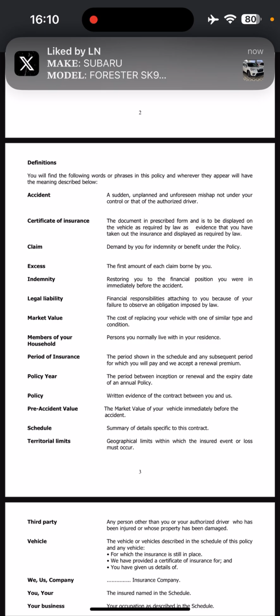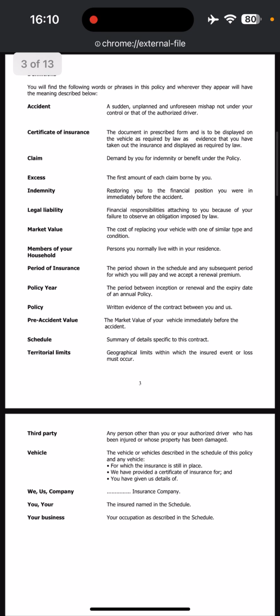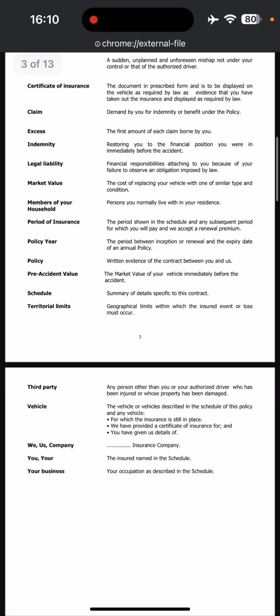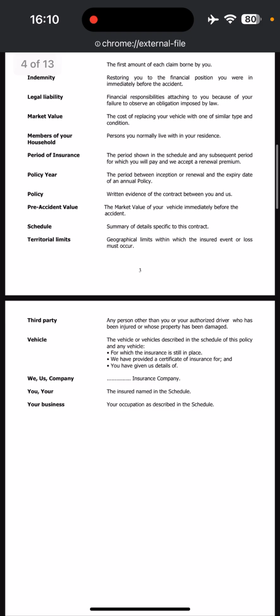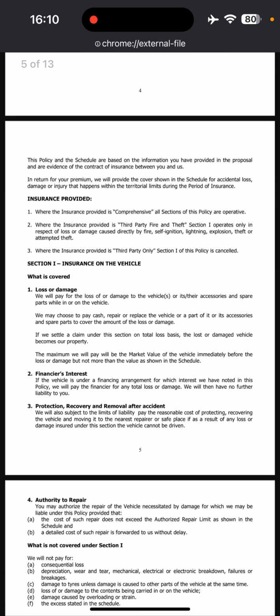What is a claim? What is an excess? The first amount of each claim borne by you. So all these terms, if you read them through, you're going to meet them in your insurance policy. You're going to understand the meaning of a policy, a period of insurance, pre-accident value, third party, what is a vehicle, and all that. Now I just want to jump to the sections so that we do this video fast and quick.